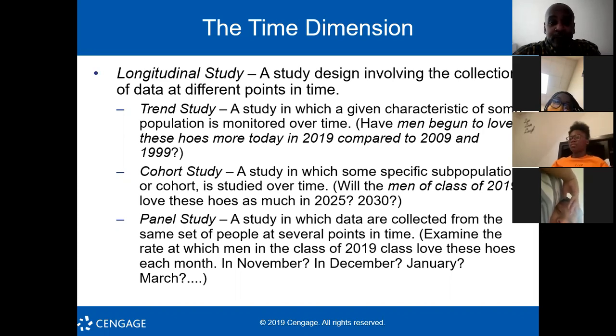A cohort study, again, is where you're studying a specific subpopulation or cohort. So in the trend study, Deja, you're studying different groups. The class of 1999 is a different group from the class of 2009, which is different from the class of 2019. A cohort study might be something where we ask the class of 2020, 2021, a series of questions, and we study this same class every 5-10 years. So we ask, okay, what are you doing now? How many kids do you have? We keep up with this cohort to see how they develop.